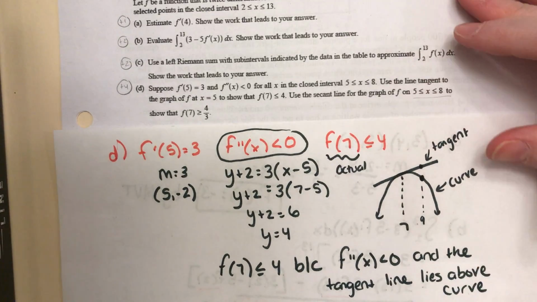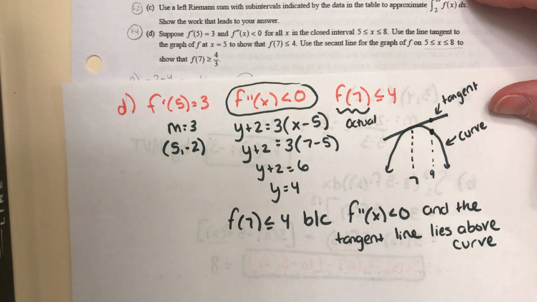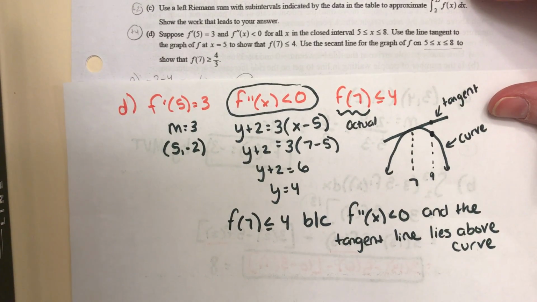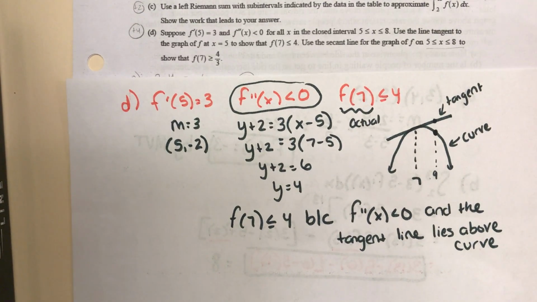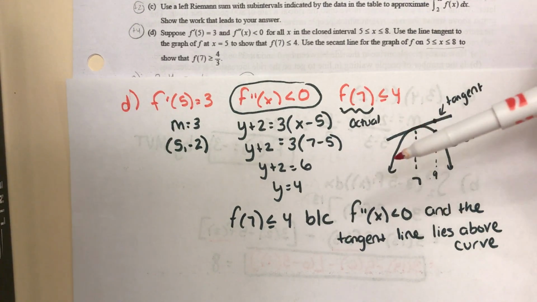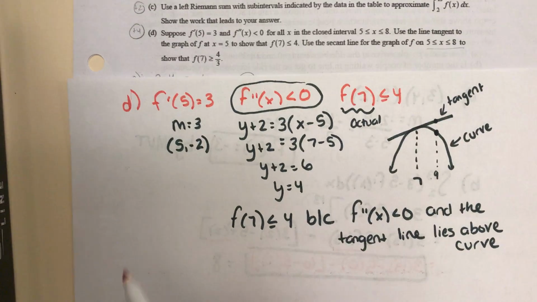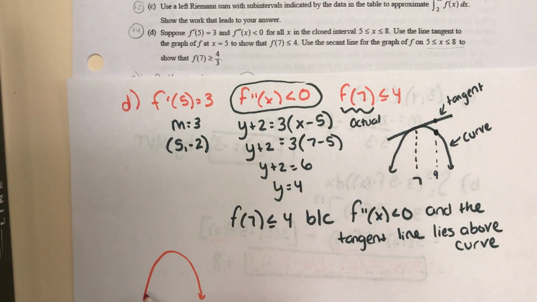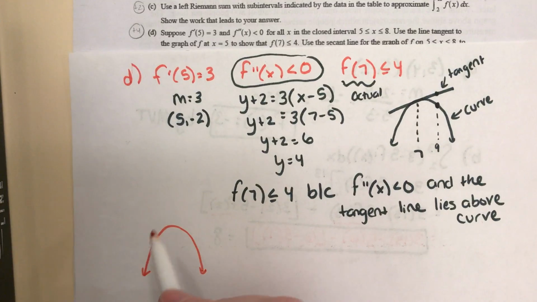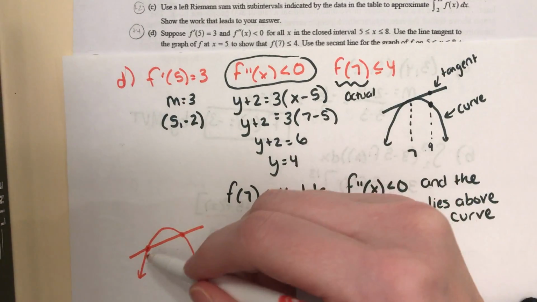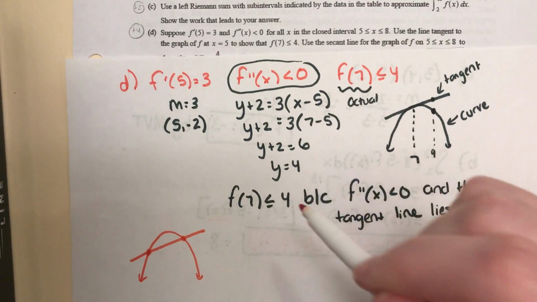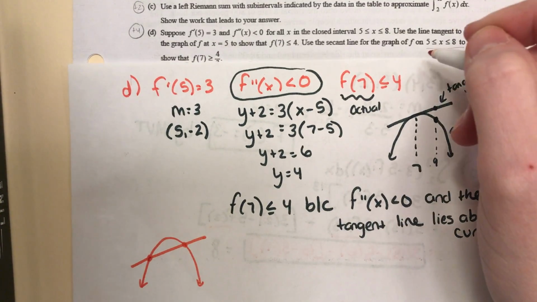Okay, we're going to do the same thing with the second part of this. For the second part, it says use the secant line for the graph of f from 5 to 8 to show that f of 7 is greater than or equal to 4/3. So a secant line crosses at 2 points instead of 1 point. So if I draw a graph that's concave down, our secant line, I'm just going to pick one randomly, would cross through 2 points. The 2 points that they give us is saying we're going between 5 and 8.